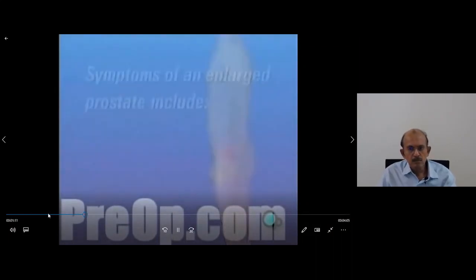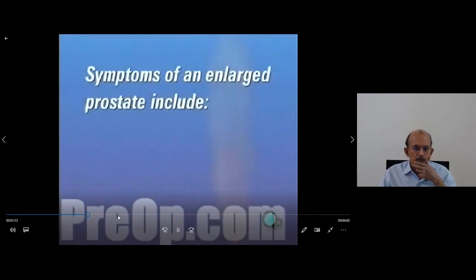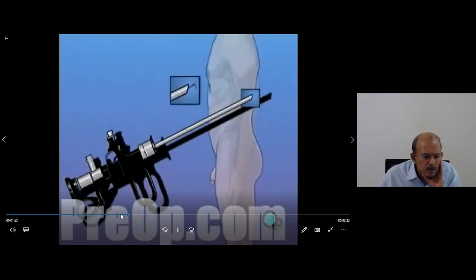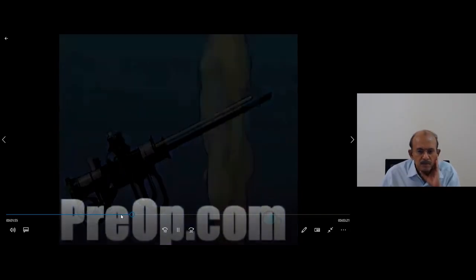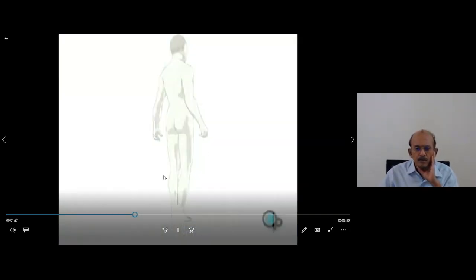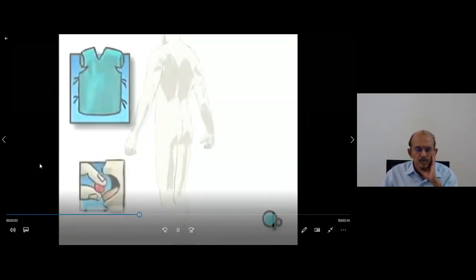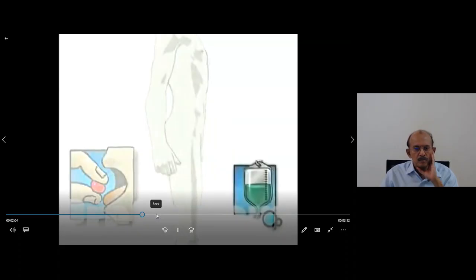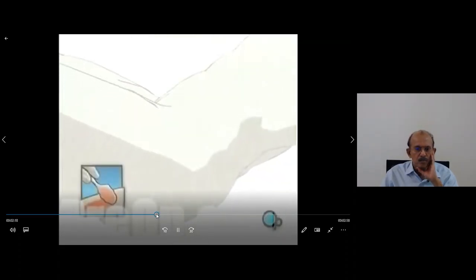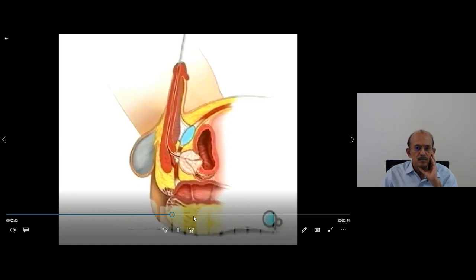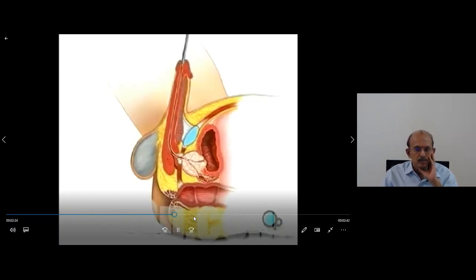Symptoms of an enlarged prostate include... Tissue removed during a resection of the prostate, or TURP, is routinely screened for the presence of cancer. On the day of your operation, you will be asked to put on a surgical gown. You may receive a sedative by mouth, and an intravenous line may be placed by the nurse. A well-lubricated instrument called a resectoscope is then gently inserted into the urethra.